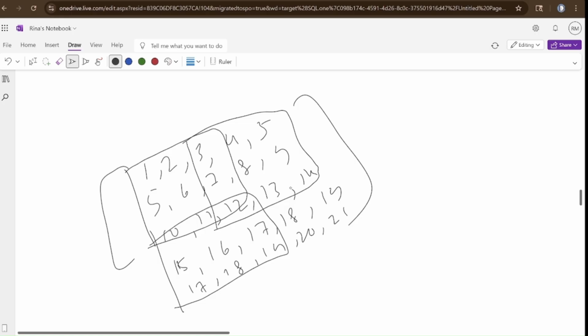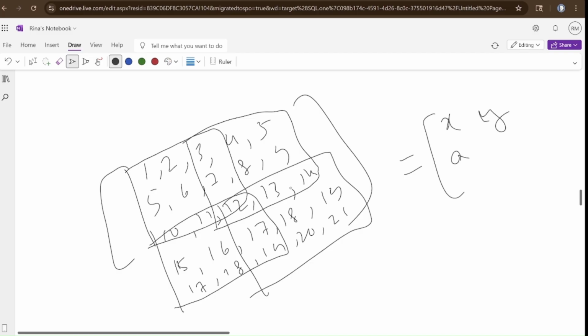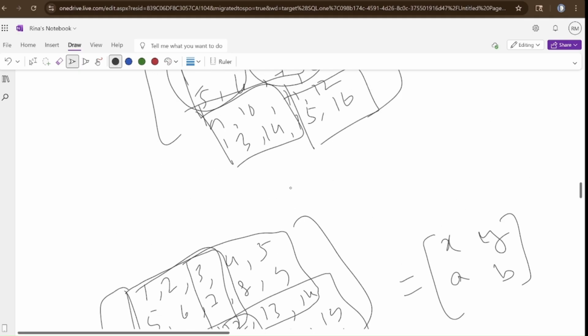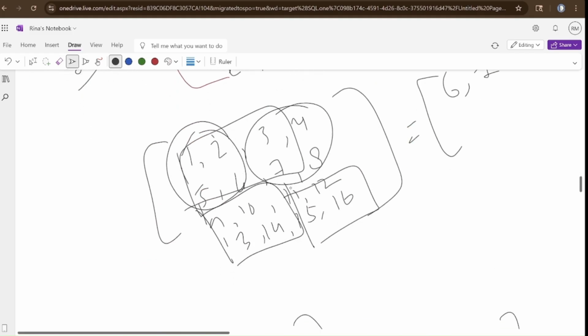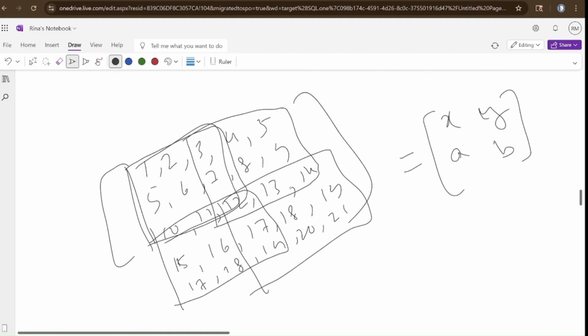Okay, and again I want to take this one. For the first one you will get 1x, second one y, for third one a, for this one b. You are just taking this window and multiplying with the kernel or filter. This is not like only one shifting will be there. There may be shifting like this, or let's say you can shift like this.